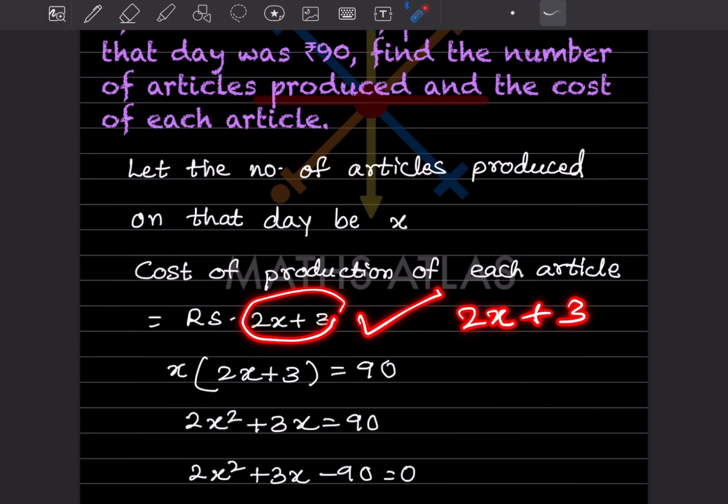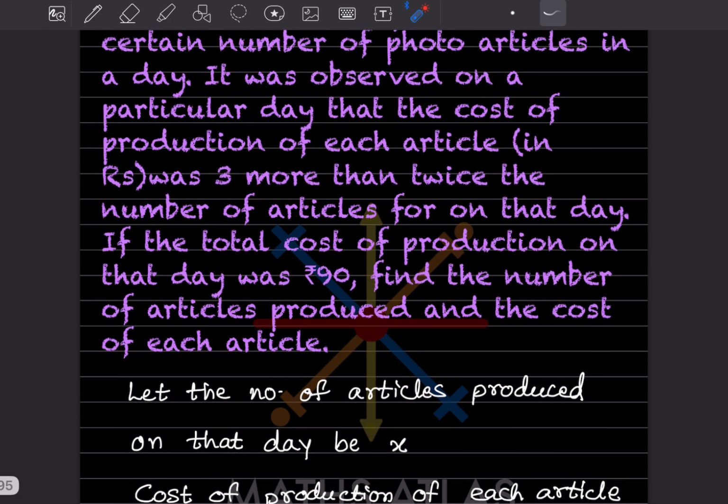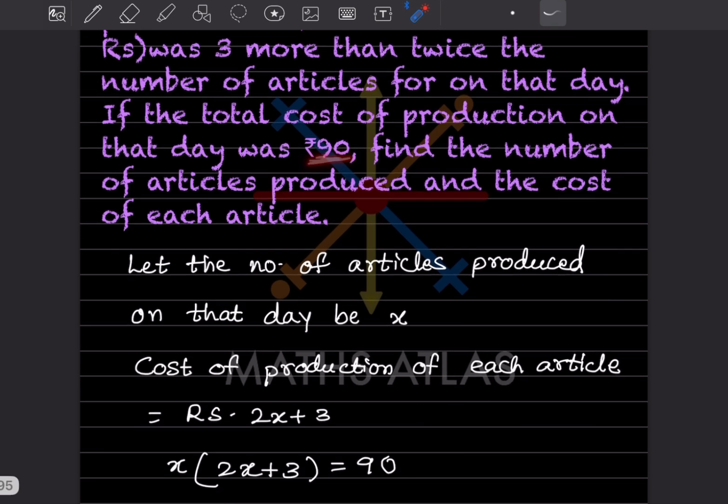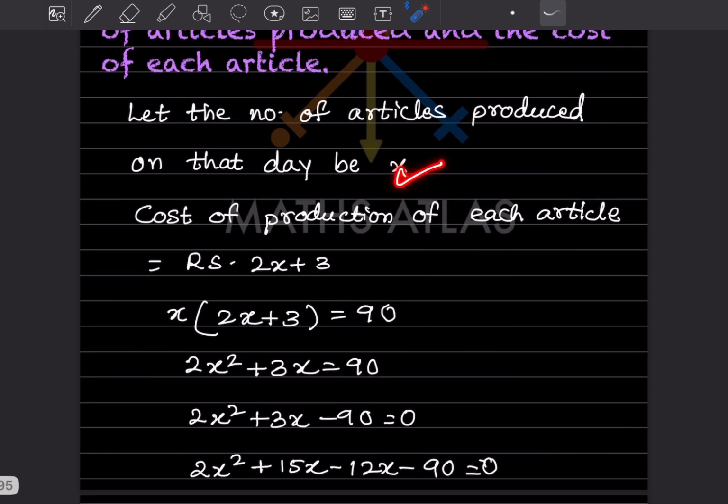So this is an important step. So now you are going to multiply, and that total cost is given as 90. So what will you do? This x, number of articles, into the cost, that is 90. So now you will expand this one, that will be 2x square plus 3x is 90. So 2x square plus 3x, this will go here, that will go minus 90 is equal to 0.